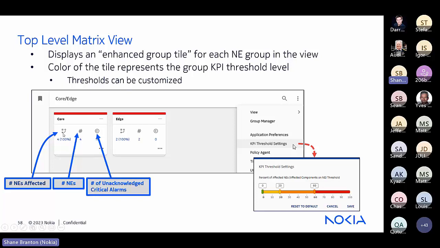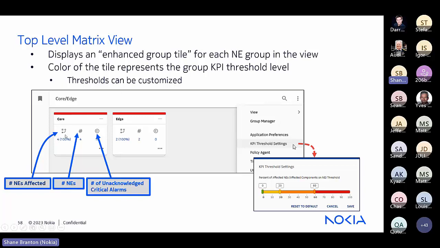I mentioned KPIs. A lot of these KPIs will look similar to fault management you've seen, so I won't spend too much time on them. You should know by now you can hover over any of these, and it'll actually tell you what they are. But from this standpoint, it's called the top level matrix view, which I'll show you in a bit.